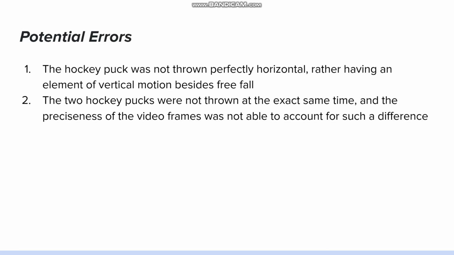The potential errors in this experiment. So the first potential error in this experiment was that the hockey puck was not thrown perfectly horizontal, rather having an element of vertical motion besides freefall. And the second potential error was that the two hockey pucks were not thrown at the exact same time, and the preciseness of the video frames was not able to account for such a difference, leading to disparities in time of freefall.